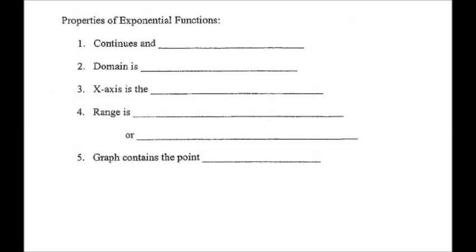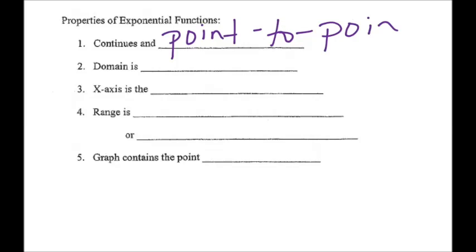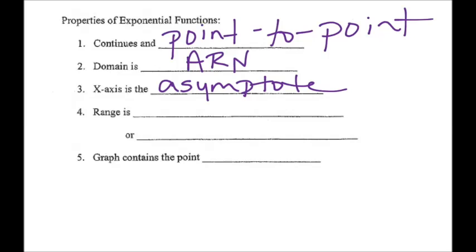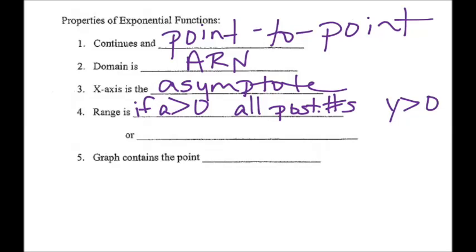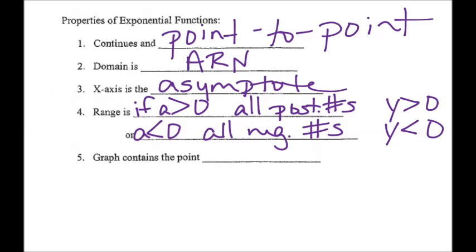Some properties of exponential functions are that they are continuous and one-to-one. The domain will always be all real numbers for an exponential. The x-axis is the asymptote because the graph is never actually going to touch your x-axis. The range has two possibilities. If a is greater than 0, then it is all positive numbers, or you could say y is greater than 0. If a is less than 0, then it will be all negative numbers, or you could say y is less than 0. The graph will always contain the point (0, a).